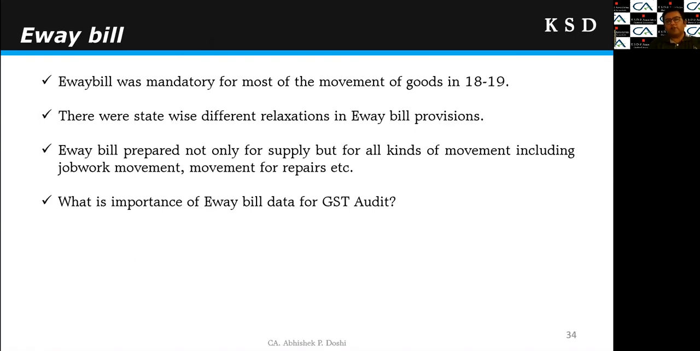And now the last topic, e-way bill. As we all know, e-way bill for most movements was made mandatory in 1819. In 1718 we may not have had many issues about the e-way bill, but in 1819 most movements are covered under the e-way bill provisions, right? Further, there were some state-wise different relaxations in different states, right? In Gujarat we have certain relaxations for certain items, for which e-way bills are not required. E-way bills are not required for intra-city movement. So there are different provisions in different states regarding the e-way bill, right?